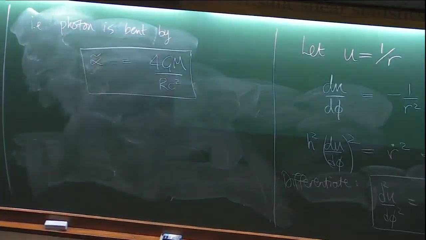So the photon is bent through an angle alpha. Let me call it alpha tilde because I had an alpha before. It's bent through an angle 4GM over Rc squared, the famous result that Einstein got at the second attempt.